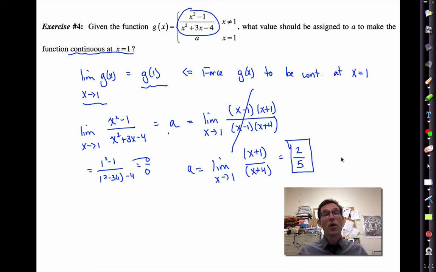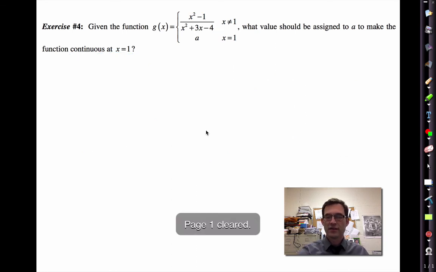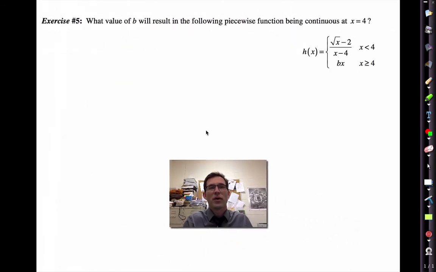All right. Pause the video now and write down anything you need to, and then we'll clear out the text. Okay, here we go. Boom, gone. Let's do one more problem. Exercise 5. What value of b will result in the following piecewise function being continuous at x equals 4? This is very similar to the last problem, a little confusing in a certain way, but see if you can work through this.